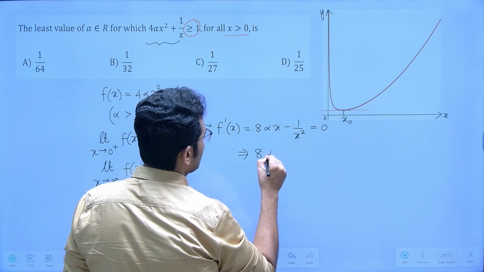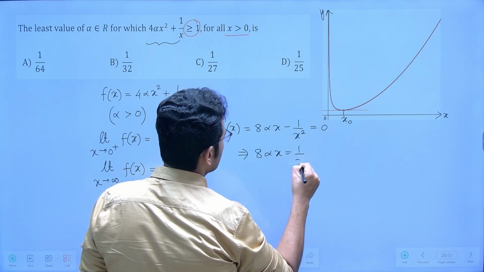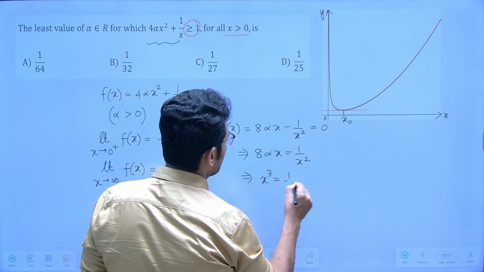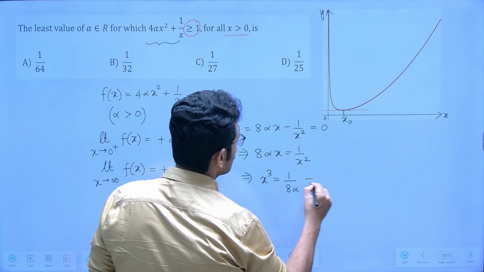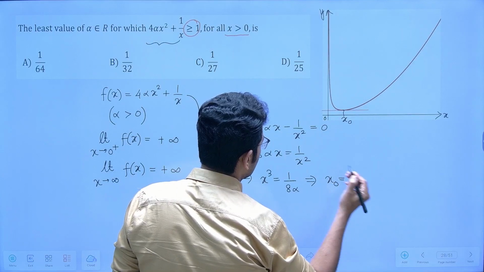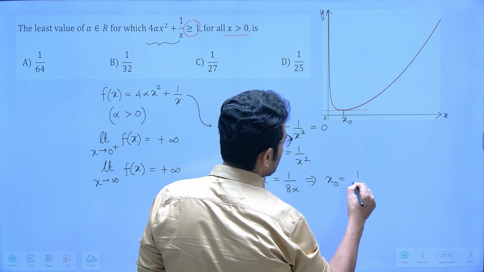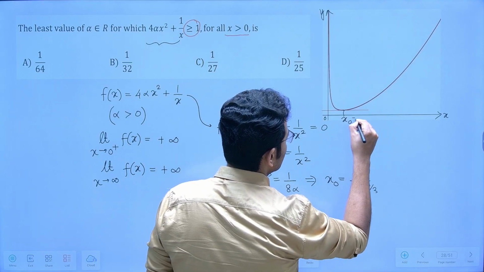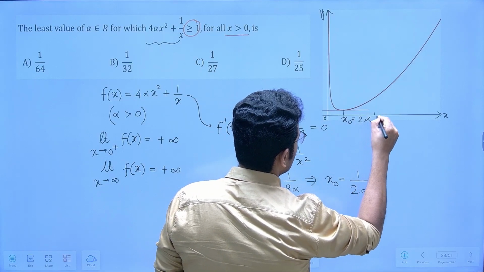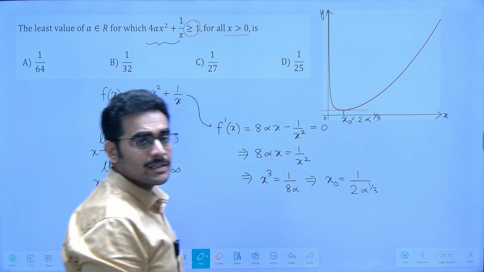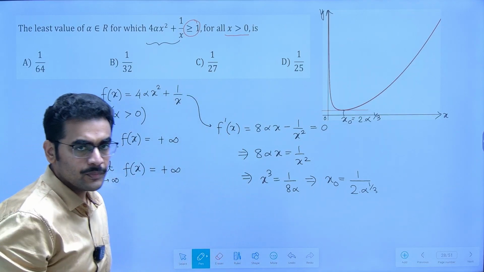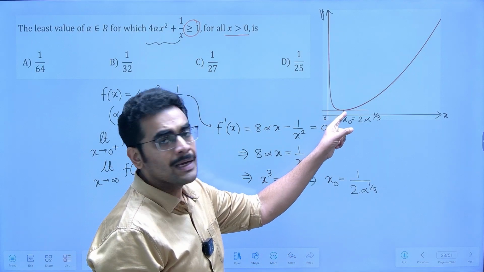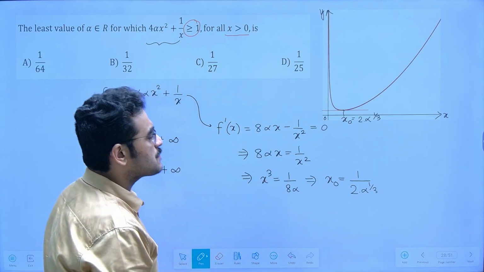So this is 8 alpha x equal to 1 by x square. So that implies x cube equal to 1 by 8 alpha. So that means x naught is 1 by 2 into alpha to the power 1 by 3, where the slope is equal to 0. And there is only one value of x where the slope is equal to 0. So that should be a minimum point. That must be a minimum point.